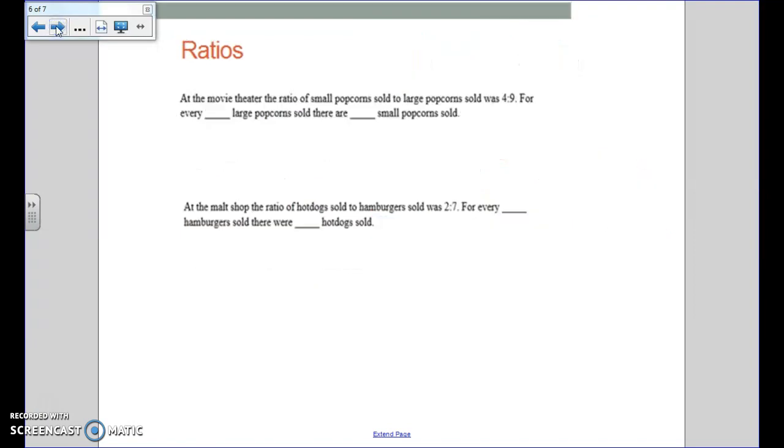All right. Finally, we get some fill in the blanks here. It says at the movie theater, the ratio of small popcorn sold to large popcorns was 4 to 9. So small to large was 4 to 9. For every how many large popcorn sold, 9 large popcorn sold, there are 4 small popcorns sold. So I like to write this little ratio here to remind myself of which number is which, just so I don't get confused. If it asks me about large popcorns, obviously I use the 9. If it asks me about small popcorns, obviously I use the 4. I'll just fill in the blanks there.